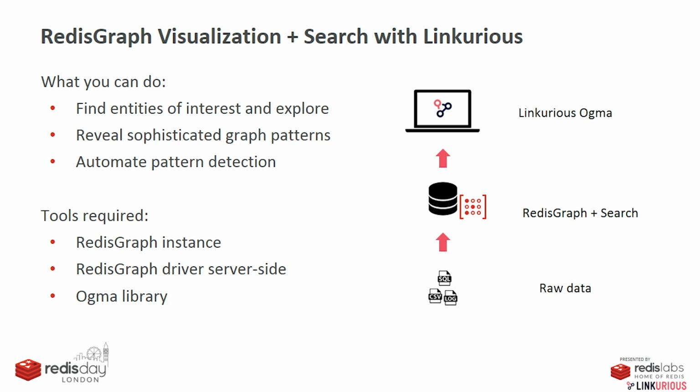So let's talk about the demo. We worked with the Redis Labs team to build this demo. We're going to use a RedisGraph instance, with a RedisGraph driver server side. We use a Node.js driver, and then the Ogma library for the front-end visualization. In this demo, you will find entities of interest, explore data, and reveal sophisticated graph patterns. In the future, with the integration of RedisGraph inside the graph intelligence platform, you will also automate this process, so you will have automated pattern detection.